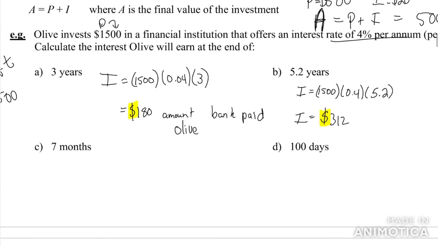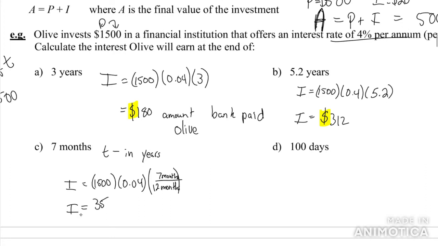All right, C, this is where we get our first bit of complication. We have 7 months. So remember, T is in years. So how we do this is the same thing. I is equal to 1500, 0.04, but I want to express it in terms of a year. So I know how many months are in a year. There's 12. So 7 months is here, and then 12 months is down here. So I'm doing a unit conversion to convert to this. And the interest would then be $35.